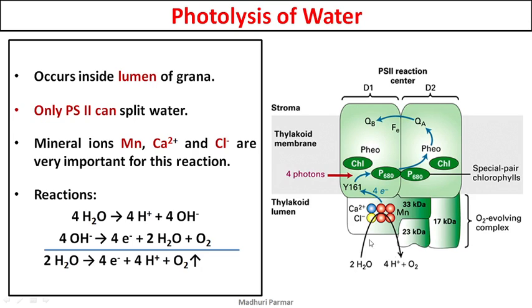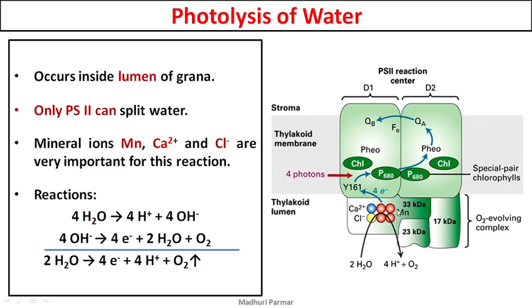Clear? In this oxygen evolving complex, there is a subunit which requires these 3 ions. You require manganese, chlorine and calcium. So now can you see where they are exactly present? They are present in the oxygen evolving complex, sometimes referred to as OEC. This is present near the thylakoid lumen, which is the inner portion of the thylakoid.